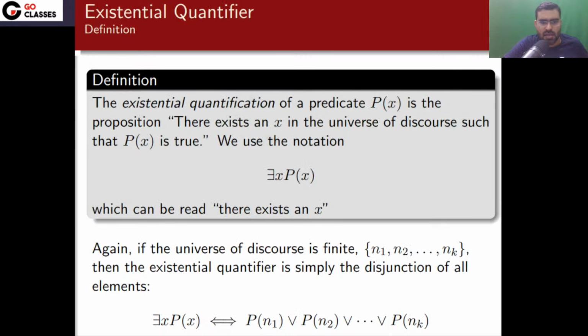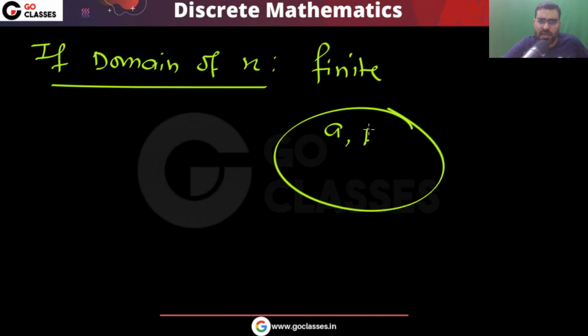Now you tell me, if the domain is finite, then what will happen? If I give you a finite domain of x, for example a, b, c, d, so in the domain you have 4 elements, then you can see this statement. What does this statement say?